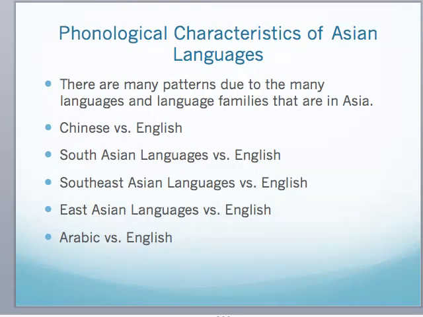The phonological characteristics of Asian languages. Well, there are many patterns due to the many languages and language families that are in Asia. You have, for example, Chinese versus English. Cantonese and Mandarin are the 2 main dialects of Chinese that are spoken in the United States. Mandarin and Cantonese dialects of Chinese don't contain consonantal blends. So it can make learning English blends very difficult for somebody who is a Chinese speaker.